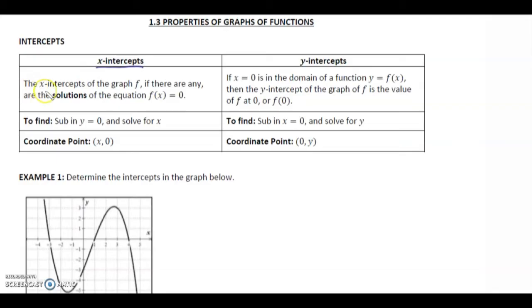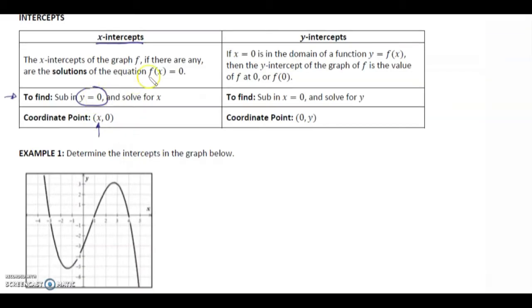Let's start there. The x-intercepts of a graph f, if there are any, are the solutions of the equation f at x equals 0. Okay, so to find this, you sub in y equals 0 and then you solve for x. The coordinates will be presented as some number x, comma 0.